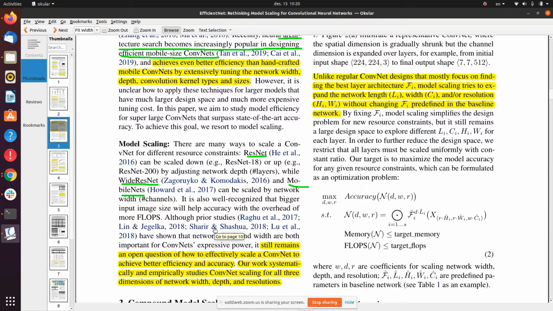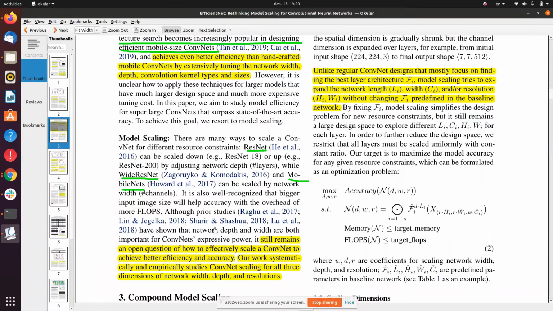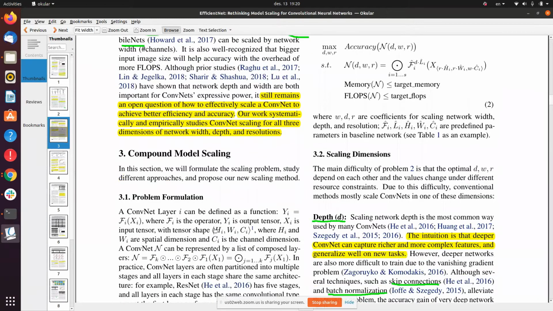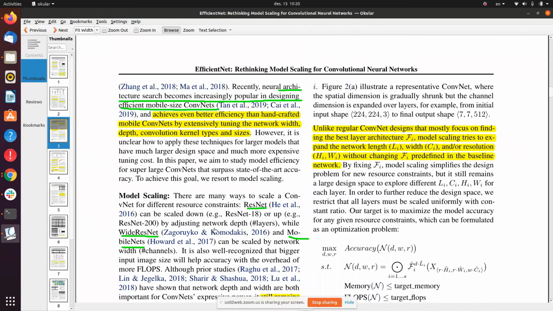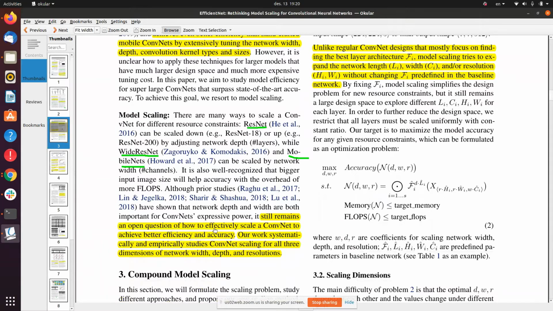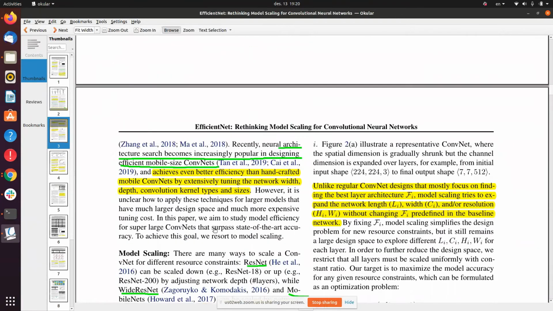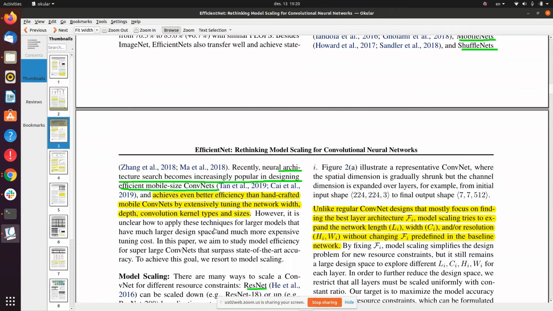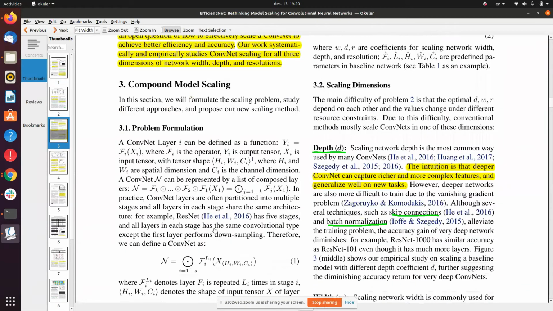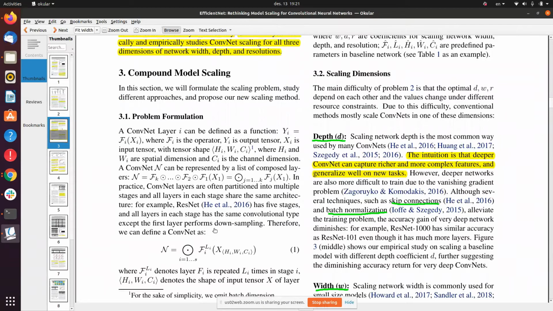But the question remains the same. Is there any better approach in which we can improve scaling, efficiency, and accuracy altogether? Is there any way that we can improve? That is what they have completely studied in this paper, so they named it EfficientNet. So far we have seen the earlier literature before they came up with EfficientNet. Then the actual method that they came up with, they talk about in section 3, which is called compound model scaling.